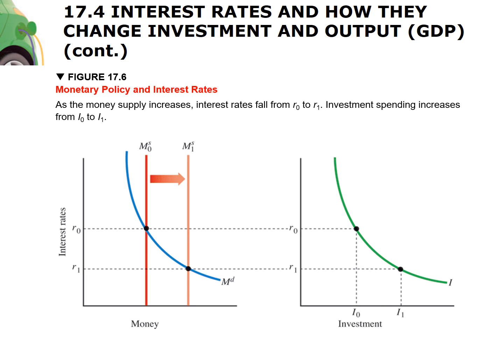On this slide, we're continuing our discussion about monetary policy and interest rates. As the money supply increases, the interest rate falls from R0 to R1, and investment spending increases from I0 to I1. So now we're combining money market equilibrium with the investment market situation, where we see R0 is associated with an investment rate I0 and R1 is associated with an investment rate I1, and that makes sense. When the interest rate is lower, investors invest more as opposed to when the interest rate is higher.